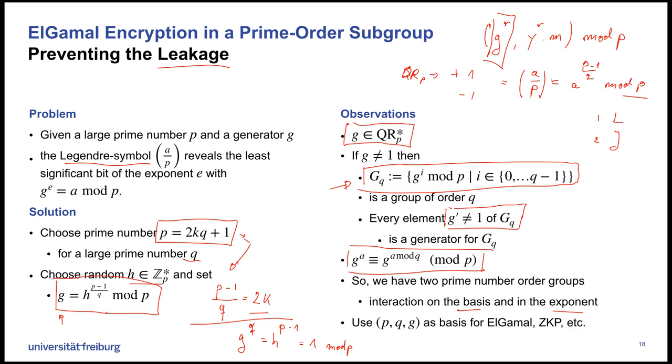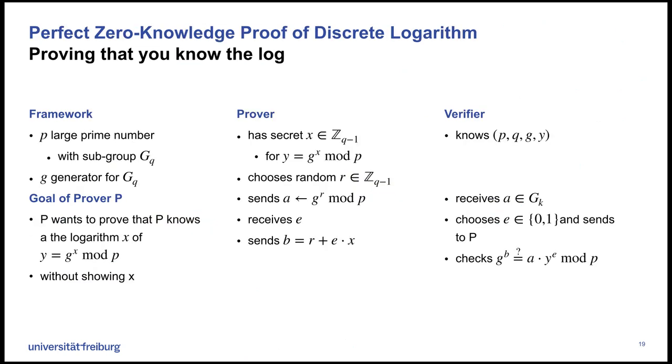Okay, so much for this short interruption. And now let's learn a perfect zero-knowledge proof for discrete logarithms. So what we do is the following. Now we have this large prime number p and we have a subgroup G_q where q is a prime number as well. And now we have a generator for G_q.